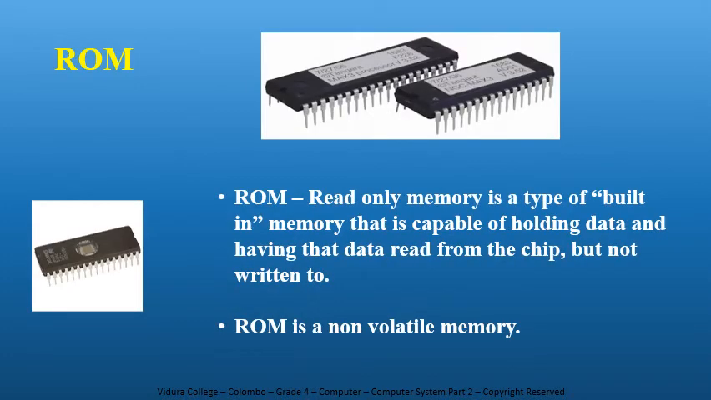Read-only memory is a type of built-in memory that is capable of holding data and having that data read from the chip but not written to. That's why it is called read-only memory. ROM is a non-volatile memory. The CMOS battery supplies power to the ROM. Some of the information stored in the ROM are the system date, time, and information about the hardware settings of the devices connected to the computer.